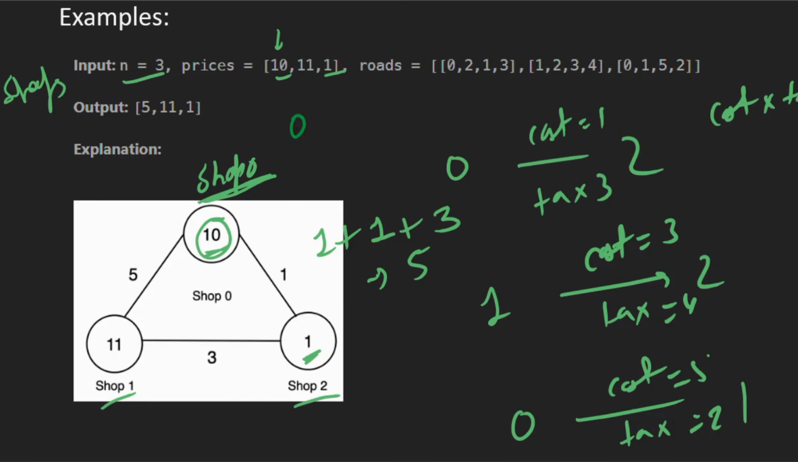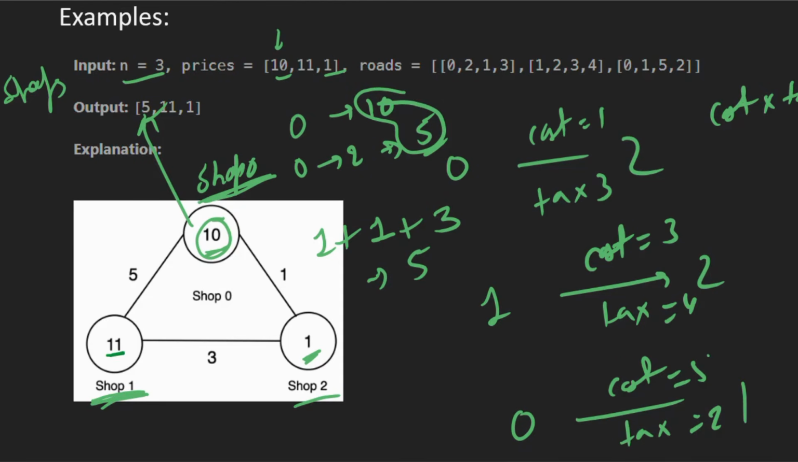So if we buy at 0, then the cost is 10. Instead of buying at 0, if we go to 2 and then buy, the cost is 5, and what we have to do is take the minimum one, so 5 is the minimum one. So 5 is our answer at shop number 0. Then we check at shop number 1.